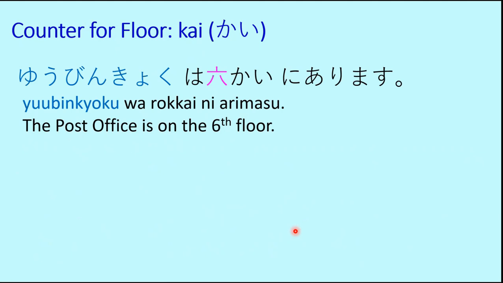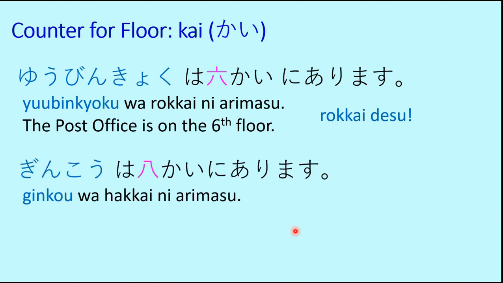The post office is on the sixth floor. Rokkai ni arimasu. Or sometimes informally we can also say rokkai desu, which means it's sixth floor. It is just an informal answer to the question Yubin kyoku wa nankai ni arimasu ka? For that question, rokkai desu may be a short answer, but the formal answer will be Yubin kyoku wa rokkai ni arimasu.